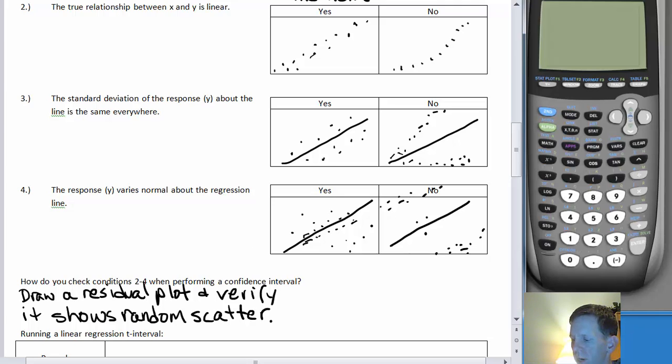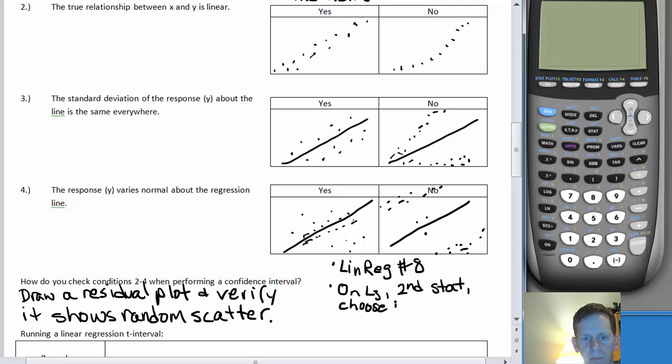Now, again, to draw a residual plot, there are a few steps that you need to do. When you enter the points in your calculator, you are going to do your lin-reg step. Make sure you use lin-reg number 8. Secondly, you're going to go to L3, go to second stat, which is your list menu, and down that first list, you're going to notice there's going to be a residual heading. Make sure you choose that.